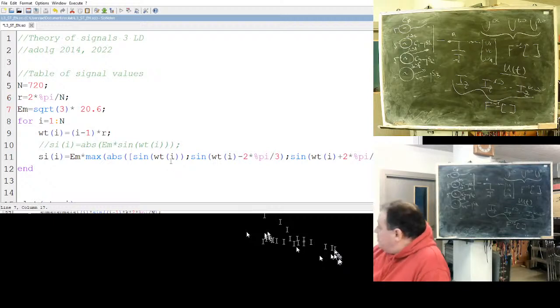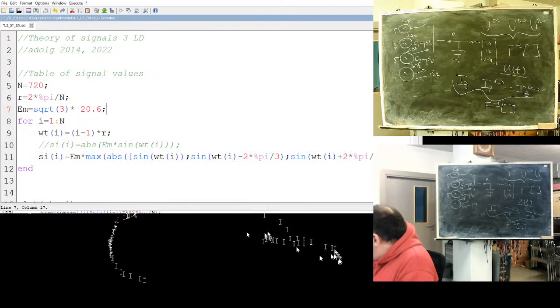Now this one, I have E of 20 volts, and it's one of the task variants. But for the rectifier, I have a 3-phase rectifier. For such a rectifier, I need not the phase voltage, but the linear one. That's why I'm multiplying by square root of 3. Now I'm filling the table of values.